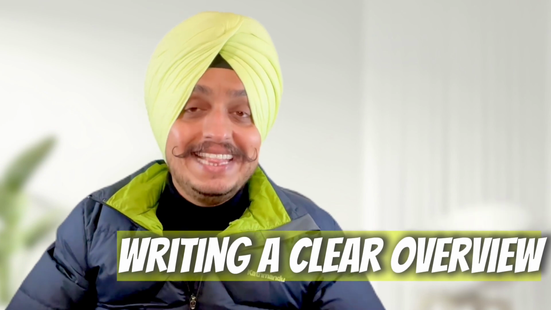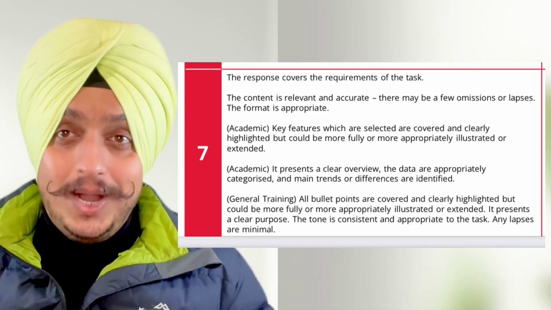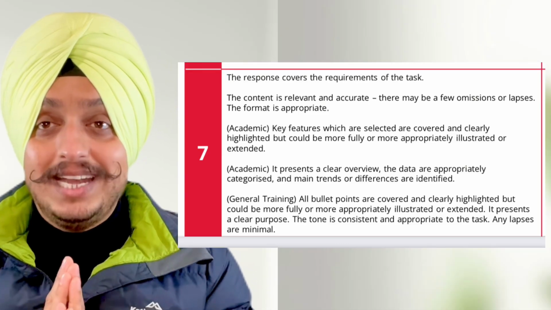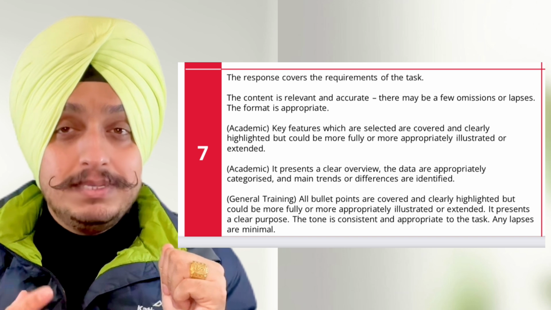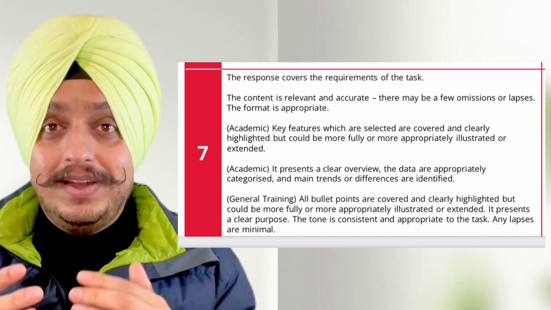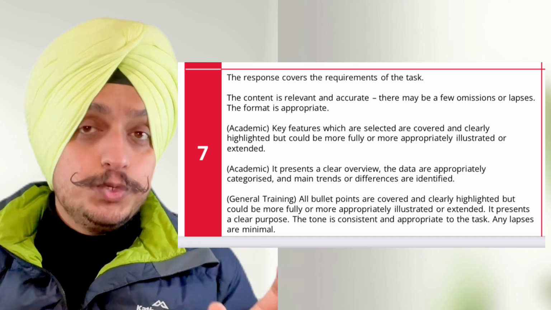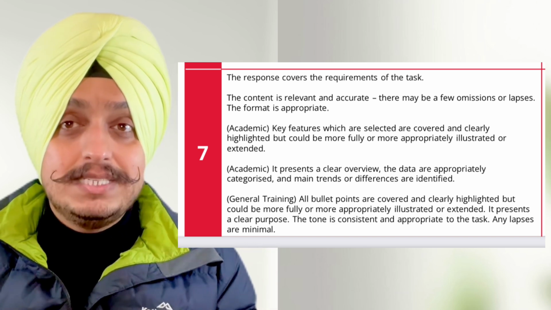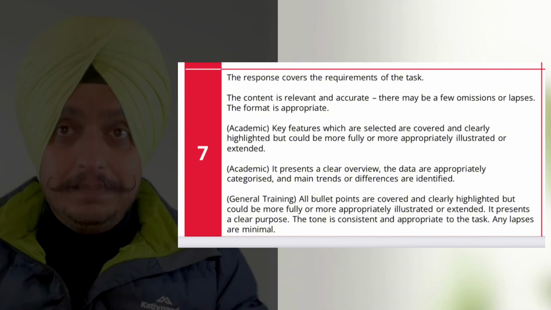Now let's move on to writing the overview. But before we begin that, let's understand why writing an overview is so important. So to understand that, let me show you what IELTS writing marking criteria reads at band 7. So it says, presents a clear overview, the data are appropriately categorized and main trends or differences are identified. So a good overview is crucial because it helps the examiner see that you can actually identify and summarize the main points effectively. So this can make a big difference in your score.